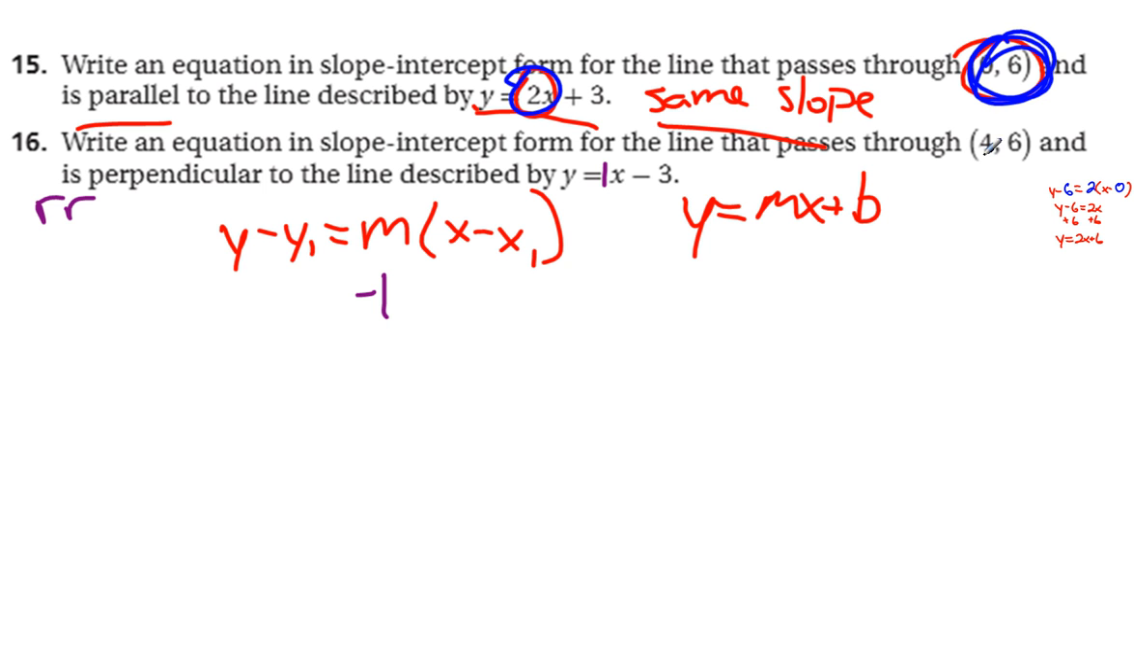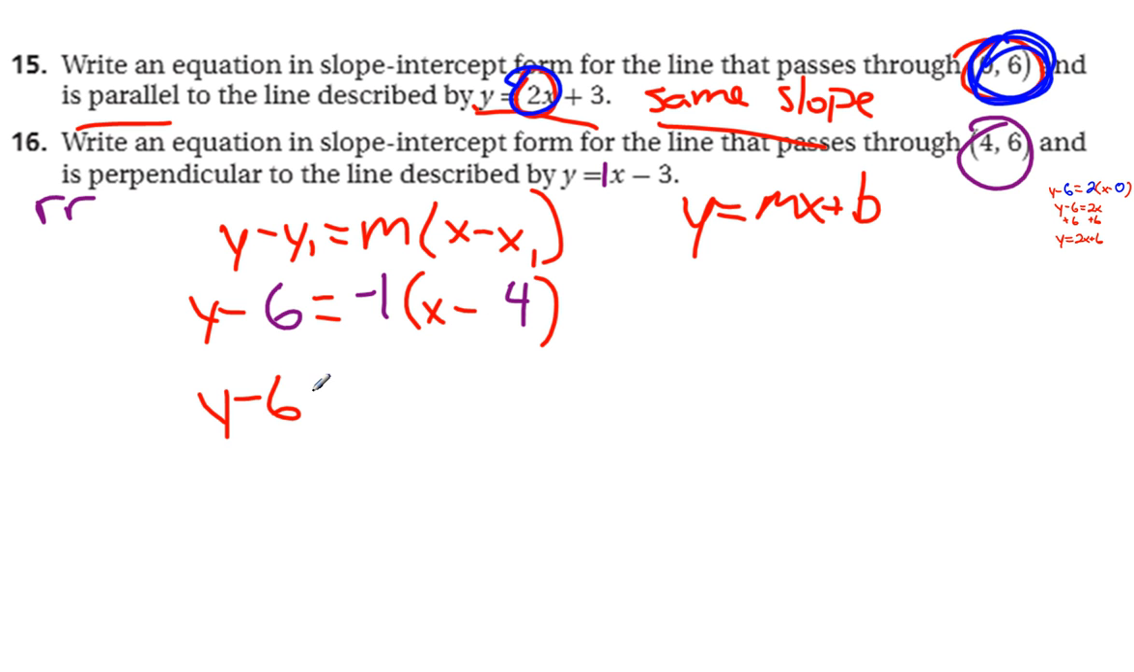Okay, here's our coordinates. So x1 is going to be 4, y1 is going to be 6, and then we just fill in our happy letters. So again, nothing happens on the left yet. Negative 1 times x, negative 1x, negative 1 times negative 4 is positive 4. To get y by itself, we add 6. So y is going to equal negative 1x plus 10. And that's it.